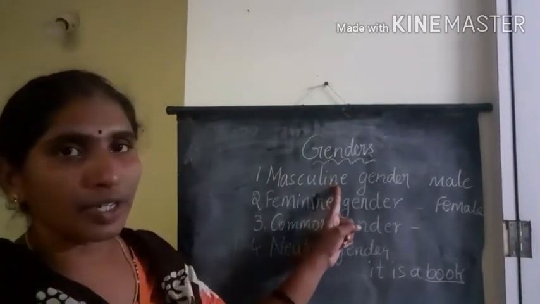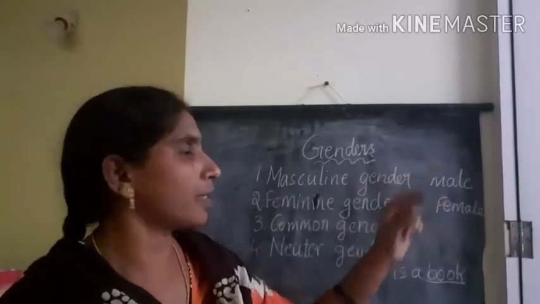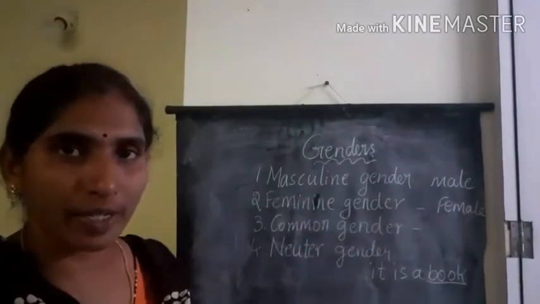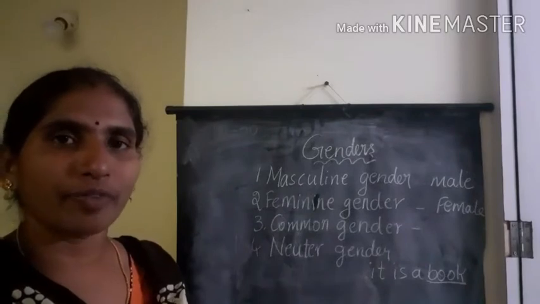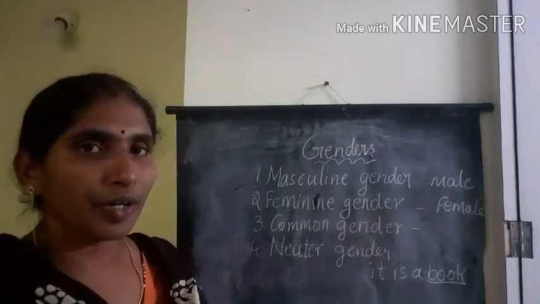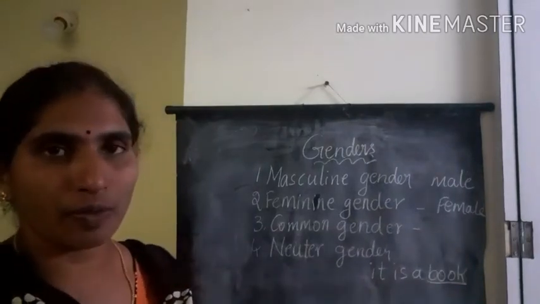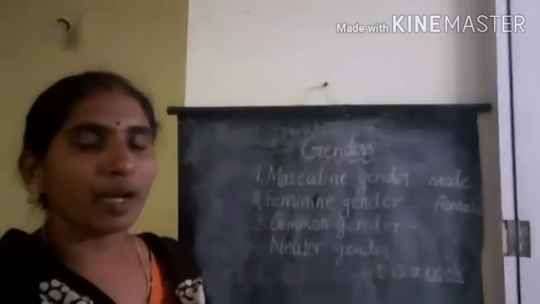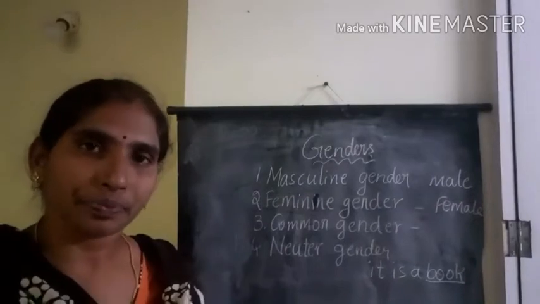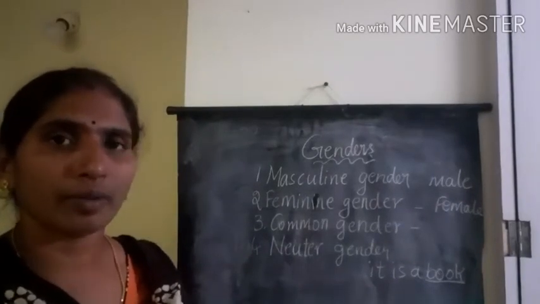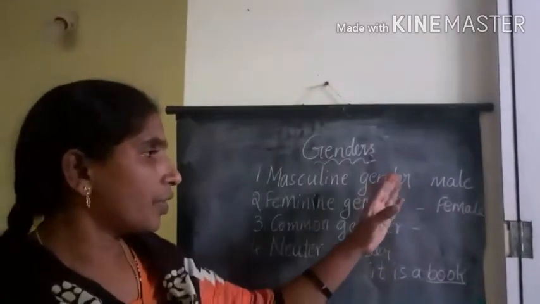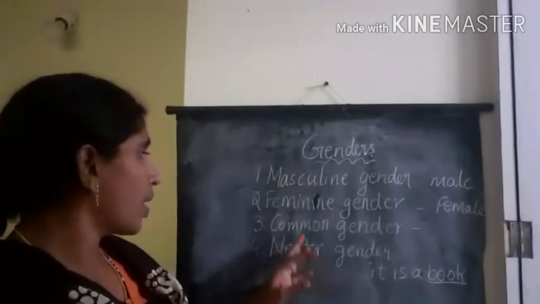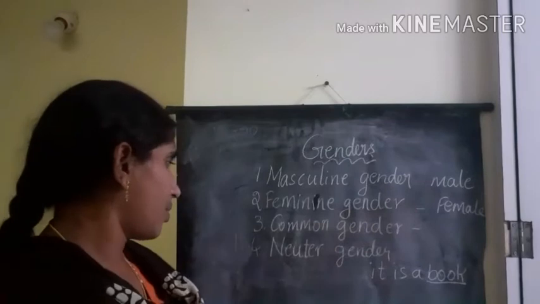In masculine gender we use male persons. Male persons, for example, man, boy, brother, father, uncle. For feminine gender we use female nouns. Female nouns are sister, mother, aunt, girl. Yes children, we use these names.